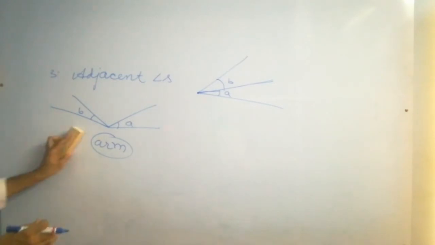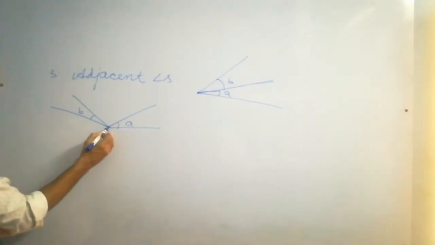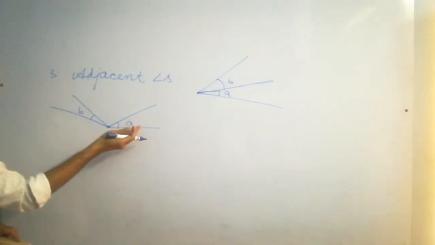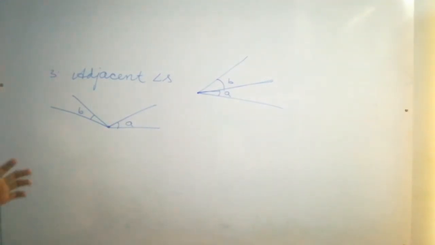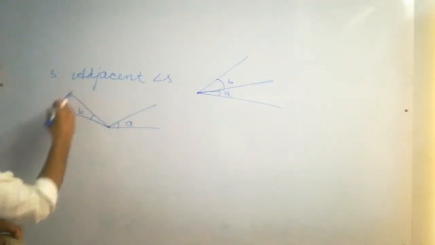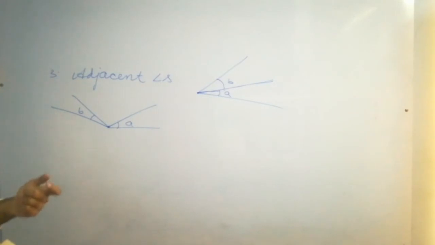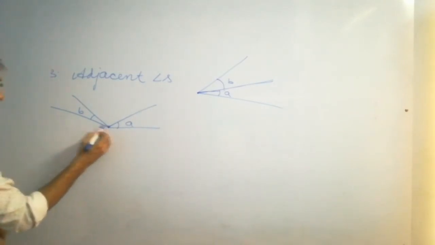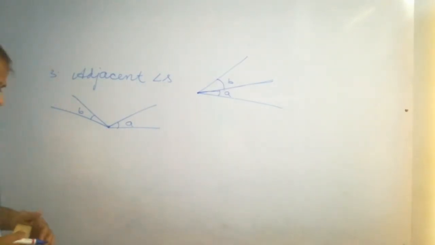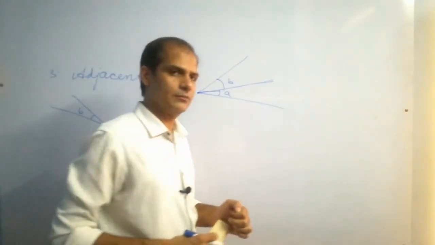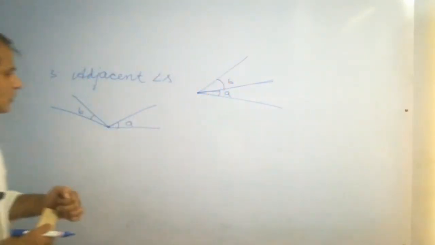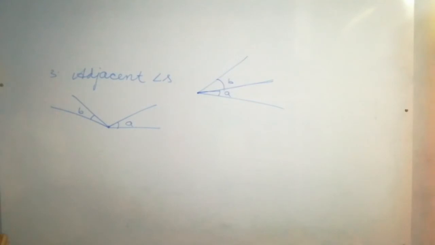So here you can see this vertex is common between angle A and B, but there is no arm that is common. Here no arm, meaning no line, is common; only one vertex is common. So only one condition is satisfied here. These angles are not adjacent angles.